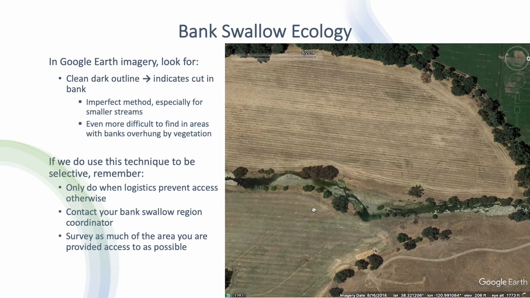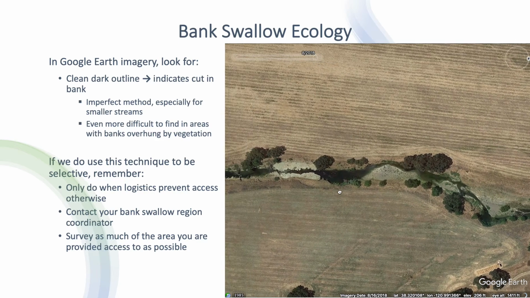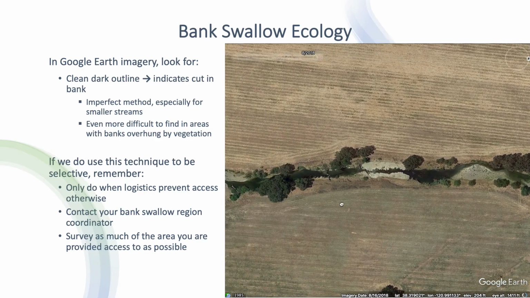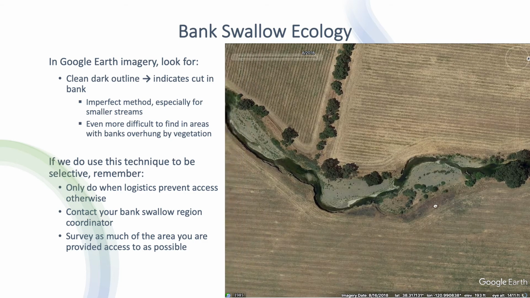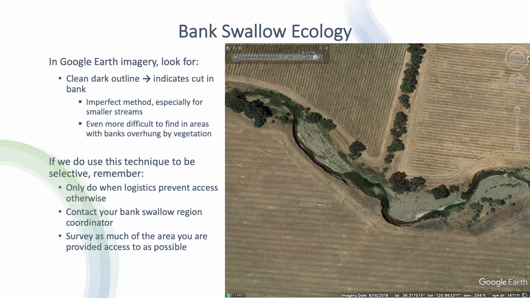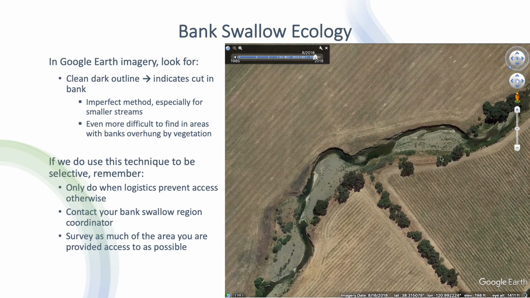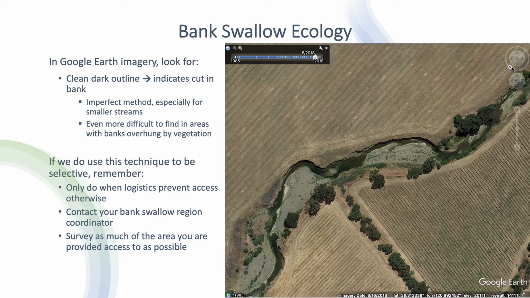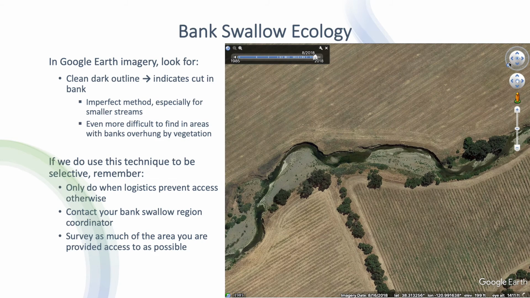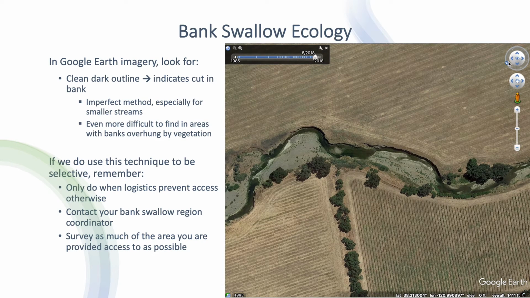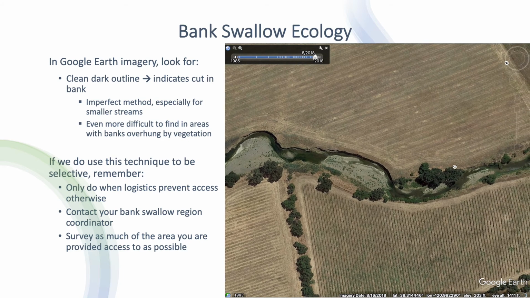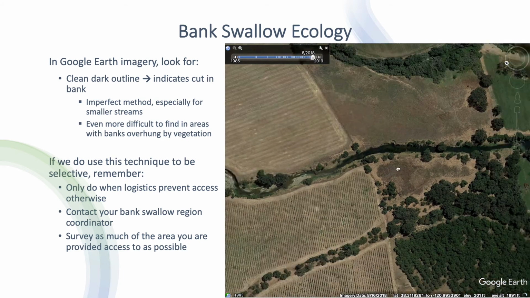Identifying habitat can be difficult when reviewing aerial imagery, especially for smaller, slow-moving streams and areas with less active erosion or areas that have a lot of overhanging vegetation on the banks. If this step is needed, use Google Earth to look for areas along your reach where you can see a clean, dark outline indicating a cut in the bank. Like I mentioned, using aerial imagery to find cut banks is not all that reliable.